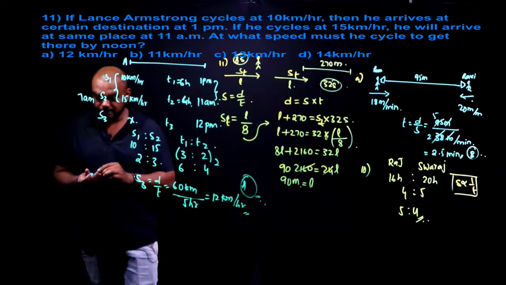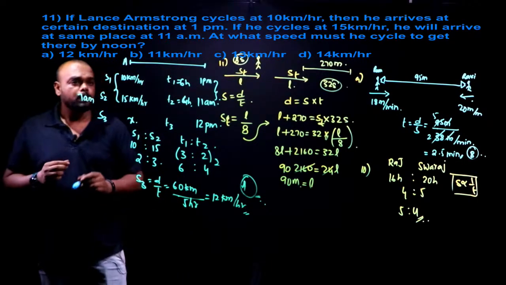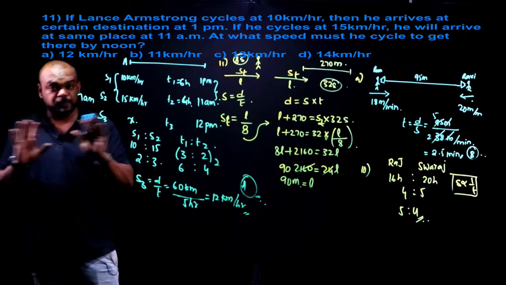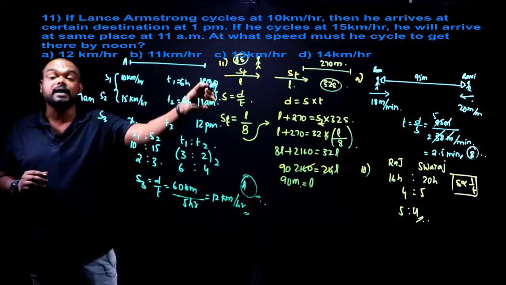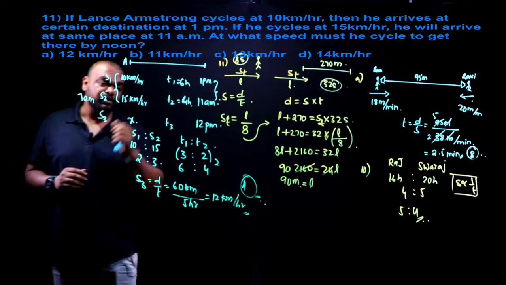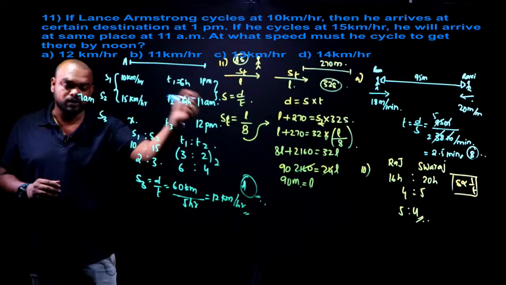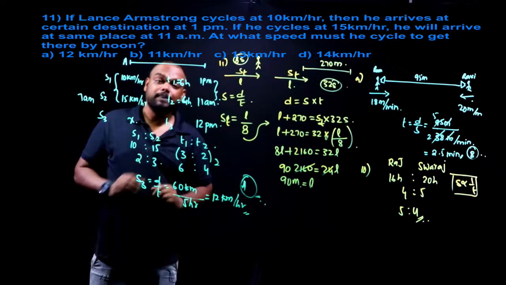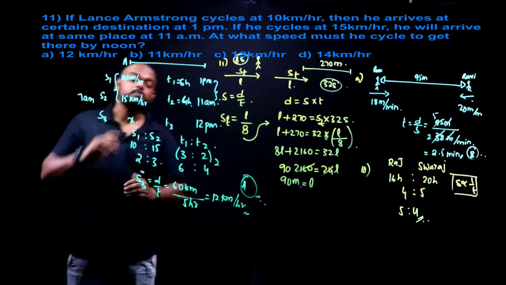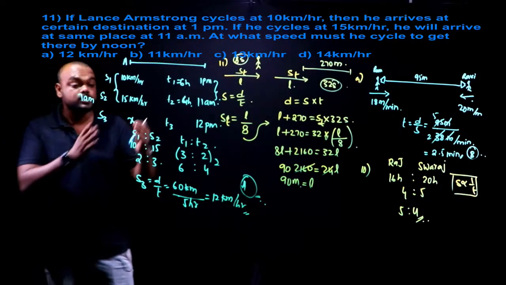Observe this carefully. It is slightly confusing for the students. See, S1, S2, S3, 3 speeds are there. The first speed is 10 km per hour. If you travel at 10 km per hour, he will reach at 1 p.m. Now if you travel at 15 km per hour, he will reach at 11 a.m., 2 hours before this. Now at what speed must he travel in order to reach at 12 p.m.? Using the first two speeds, S1 and S2, I'll get the ratio 2 is to 3. 10 is to 15 is 2 is to 3. That is the speed ratio.